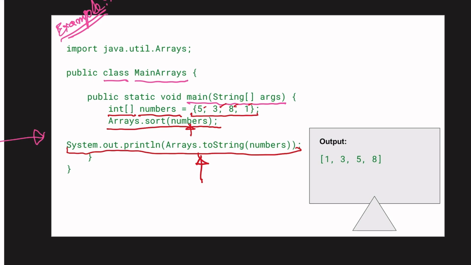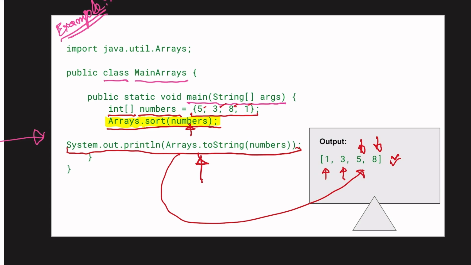We are using this to print the output of this program, and clearly you can see in the output a list which is having 1, 3, 5 and 8. So this is the program, and in this program we have used the sort method for sorting an array. So now we know with arrays we can use the sort method to sort the arrays.